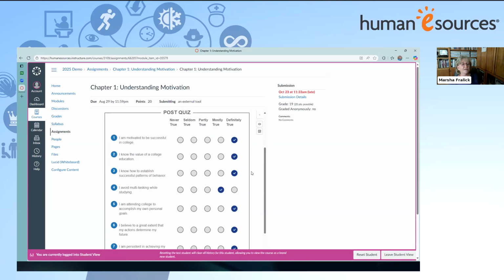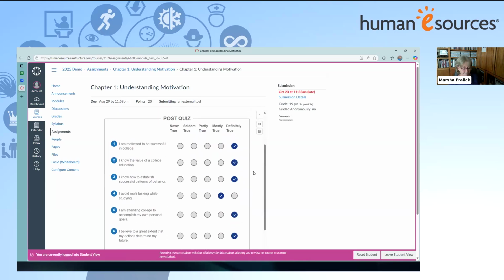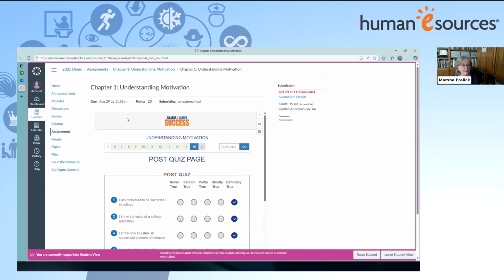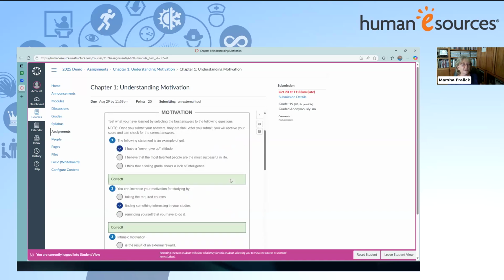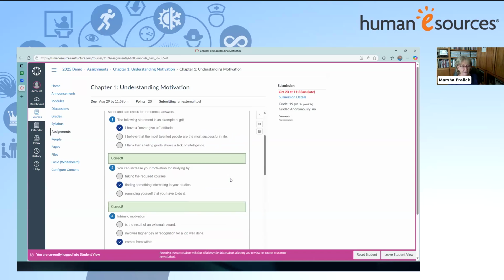So here's the quiz. Oh, wait. That's the post. This is the quiz right here. So here's the chapter quiz. It's a multiple choice. Again, it is immediately scored, so the students have feedback right away, and then that quiz grade is automatically entered in the grade book.